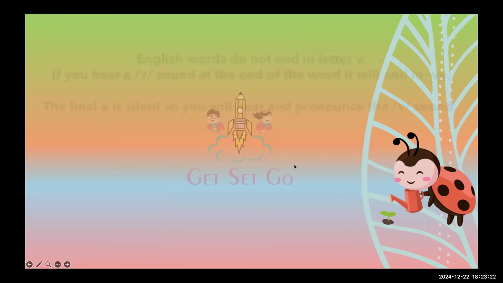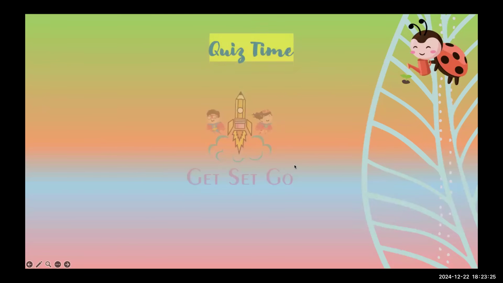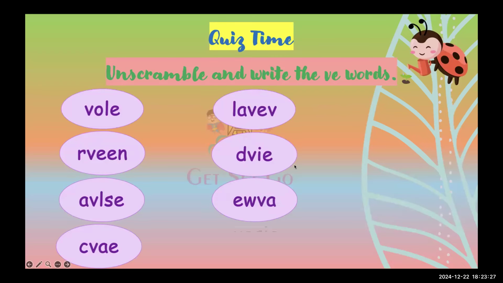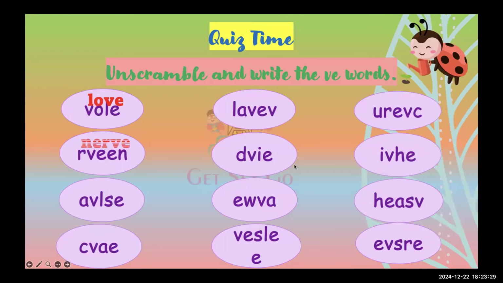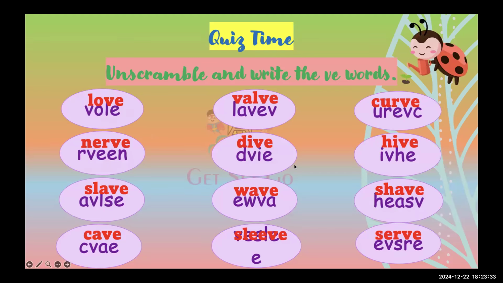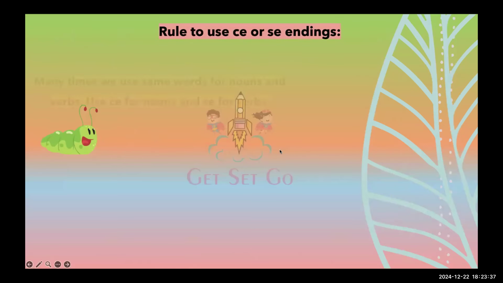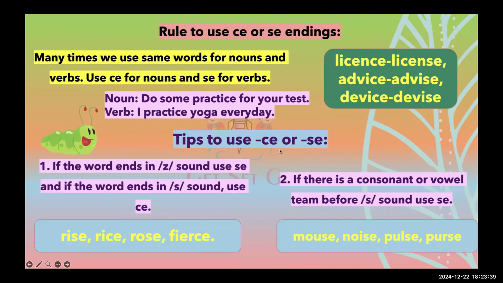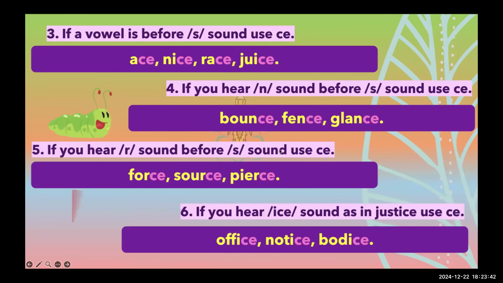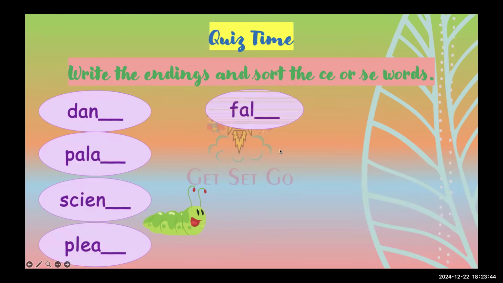Okay, then we have VE ending words. That letter V always has E after it. And this is the unscramble activity. Different activities are there. We haven't kept the same kind of activity in every rule, like just identifying the correct spelling. CESE ending words, explanation. Then this is how the quiz is there.